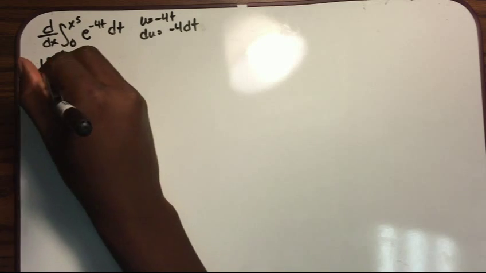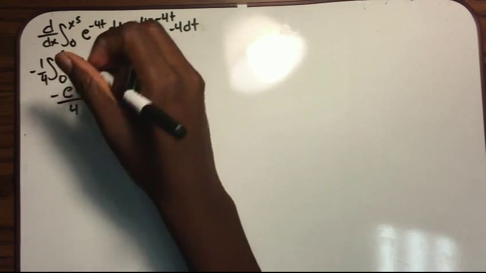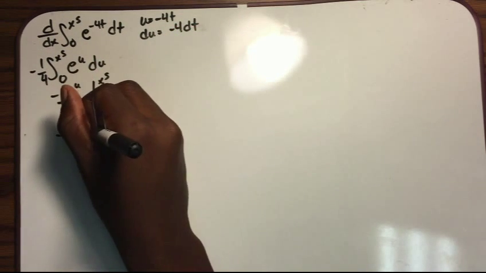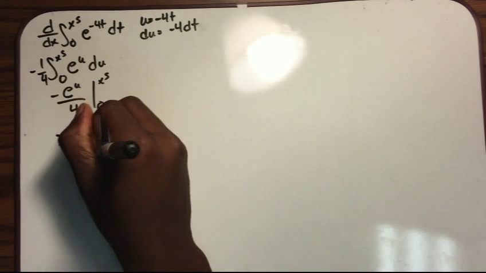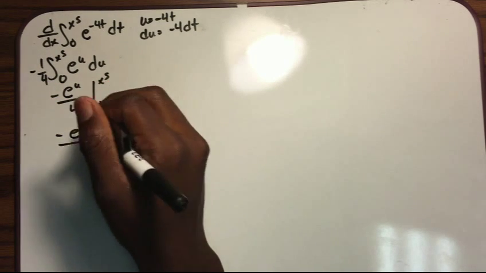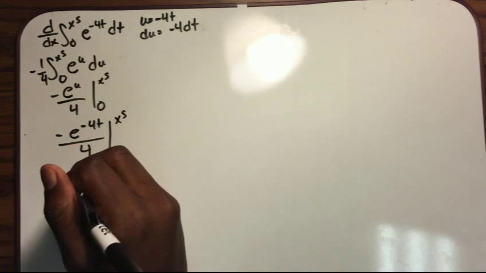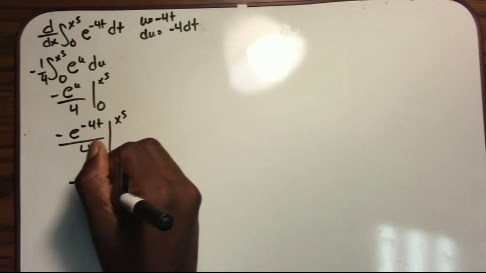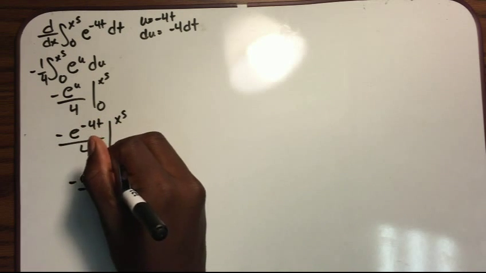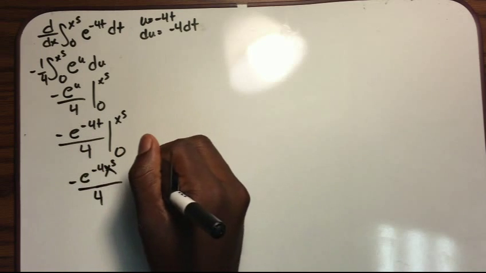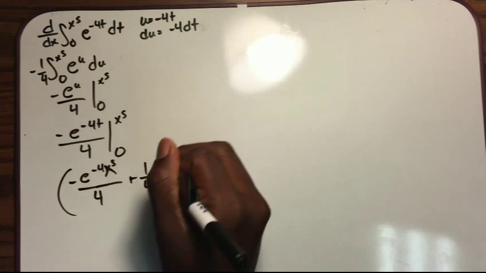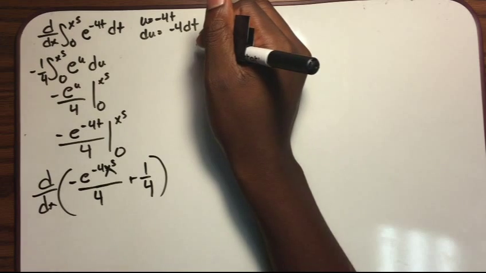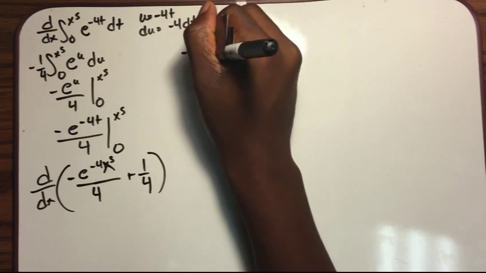And then we take the antiderivative of this and put that constant in, and we get e to the u over 4, negative, from 0 to x to the 5th. And then we want to substitute back negative 4t into the equation. We get negative e to the negative 4t over 4 from 0 to x to the 5th. Once you plug in, you will get negative e to the negative 4 x to the 5th over 4 plus 1/4.